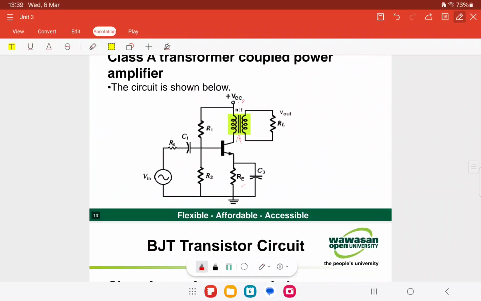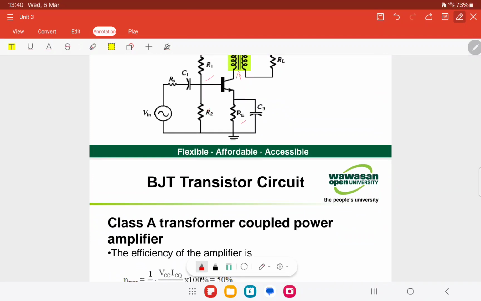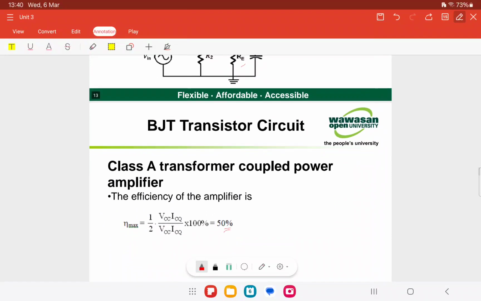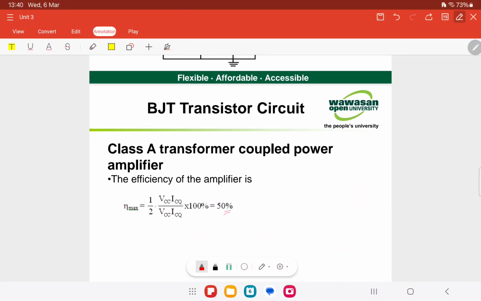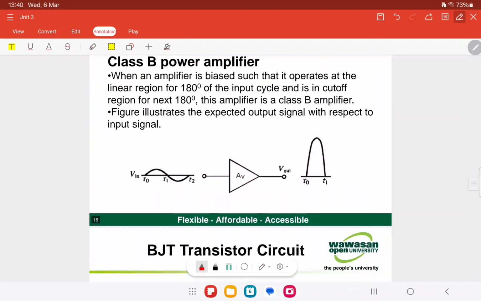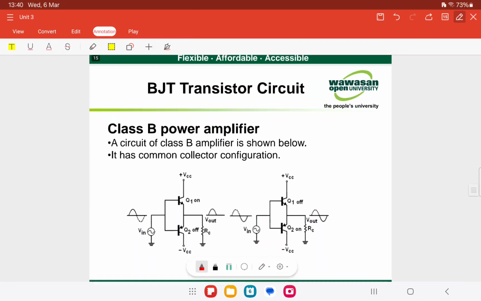This one we call the voltage divider, and we have the maximum power P out is half VCC ICQ, or half VCEQ ICQ. And for the DC power supply, we have PDC equals VCC ICQ. Next one, we have a class B power amplifier.